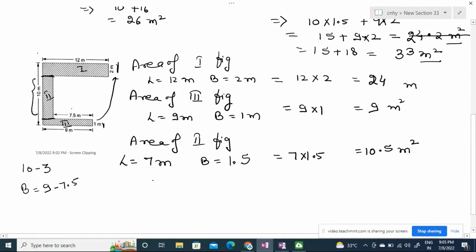Now total area we have to find. That is 43.5.